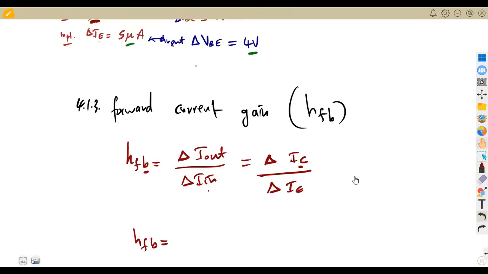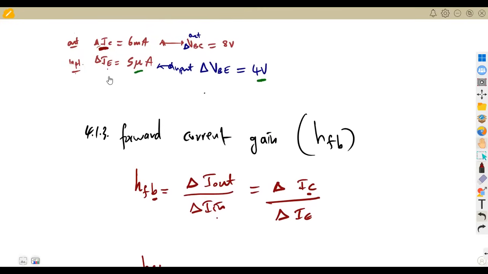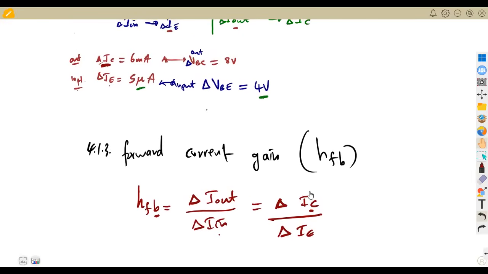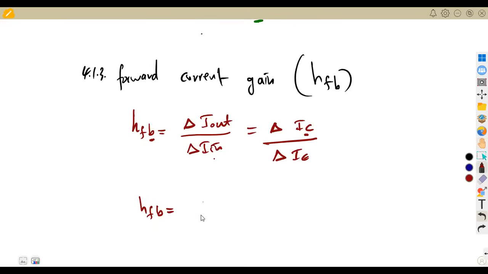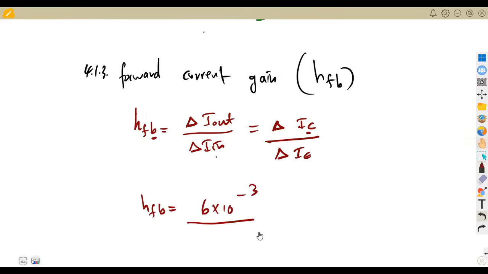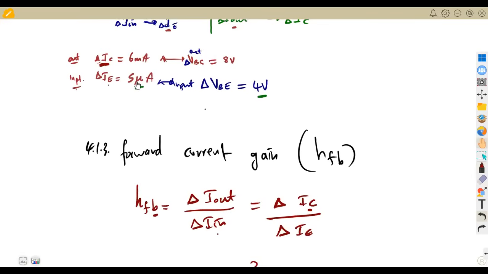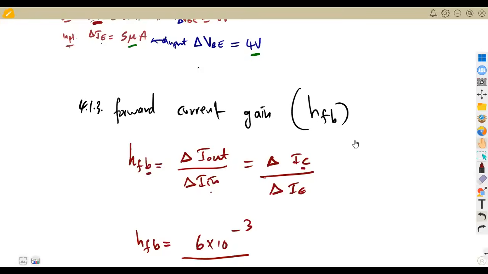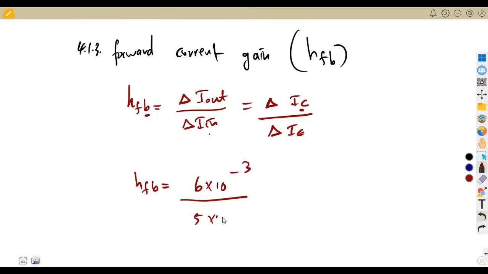The change in collector current, which is the output current, is 6 milliamps. It changed by 6 milliamps. So that's 6 times 10 to the exponent of -3 over the change in emitter current, which is the input emitter current, 5 microamps, 5 times 10 to the exponent of -6. So we are going to have the gain, and the gain does not have units, which is 1,200. Because we've got amps over amps, these two cancel, and you obtain 1,200. So as you can see, those are the questions on the gain.